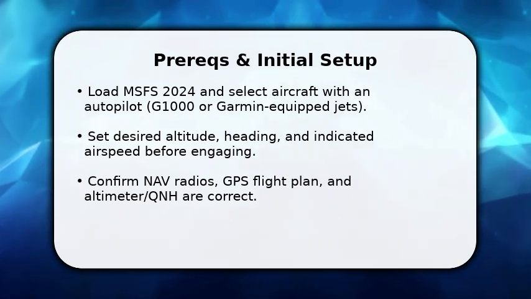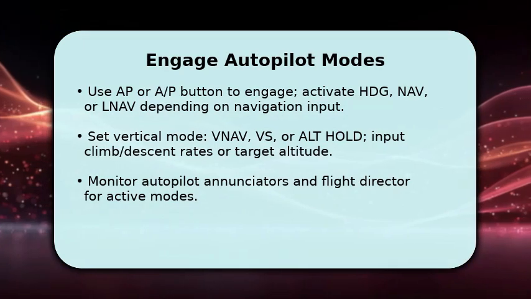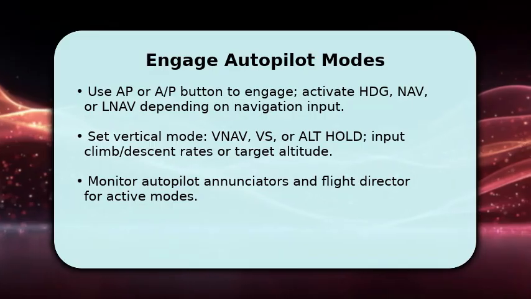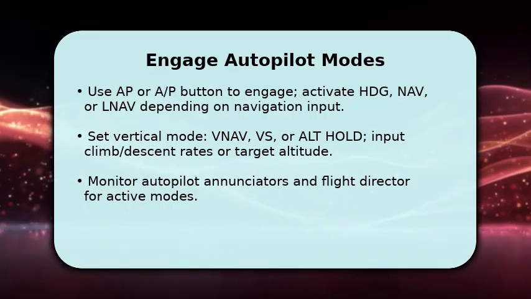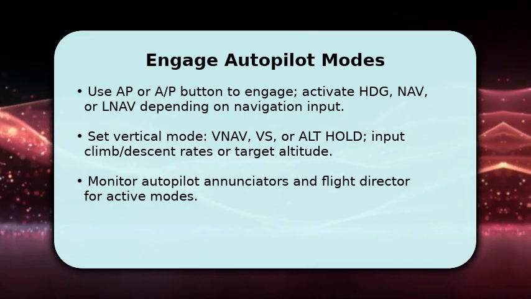Now engage the autopilot with the AP button and decide which lateral mode to use. Press HDG to fly a heading, NAV or LNAV to follow the flight plan or VOR, and LOC for localizer capture. Then choose the vertical mode.